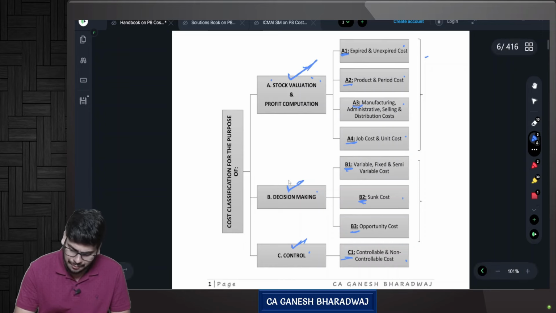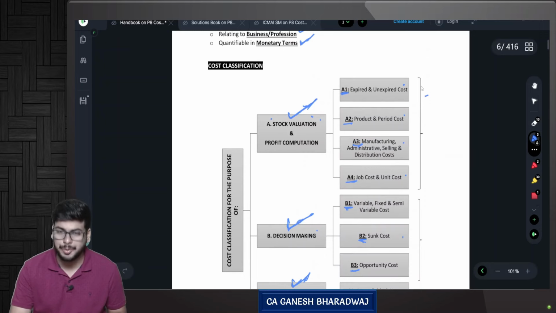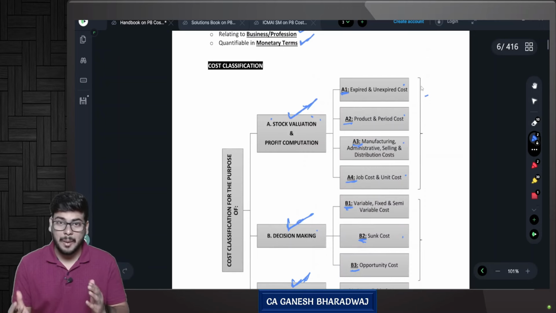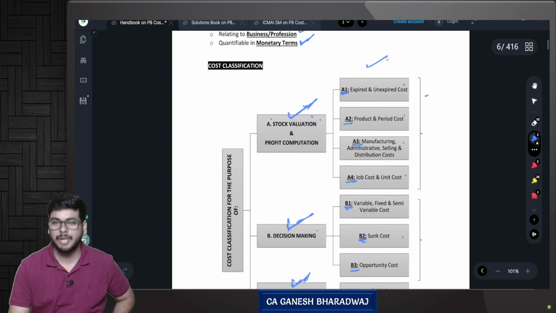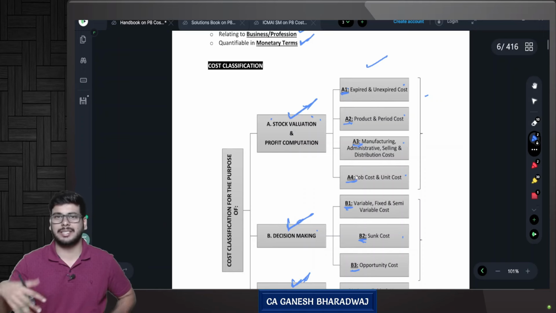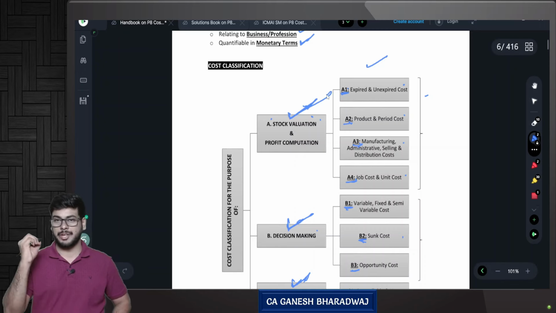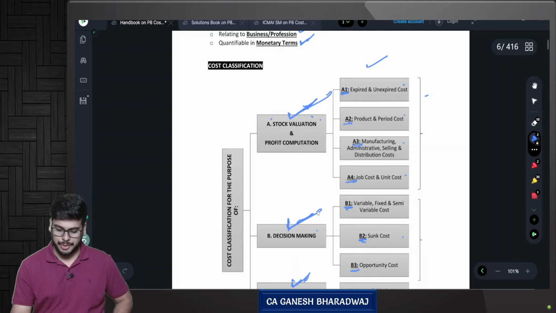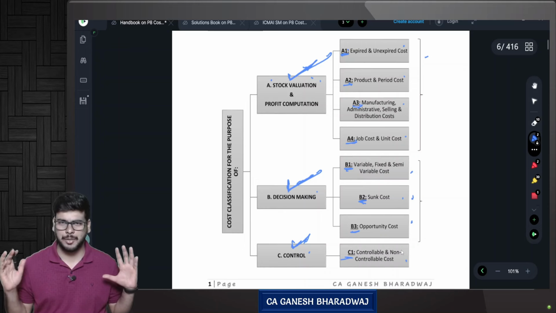And for each of these three objectives that we have, cost should be looked at differently. That is why I told you, based on a given purpose, the same cost can be classified differently. That is what we are going to see as cost classification. So in cost classification, I told you this A1, A2, A3, A4. The same cost gets classified in so many ways, A1, A2, A3, A4, for the purpose of stock valuation and profit computation. For the decision making objective, the same cost should be looked at from the perspective of B1, B2 and B3. And for the purpose of control, cost should be looked at from the perspective of C1.